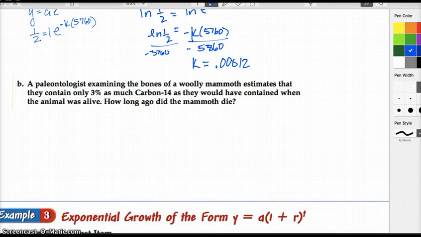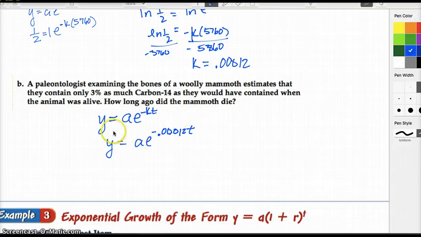A paleontologist examines the bones of a woolly mammoth, estimated that they contain only 3% as much carbon-14 as they would have contained when the animal was alive. How long ago did the mammoth die? So if I'm taking that original function, that original relationship, I'm plugging in the K constant that we have for carbon-14 because that is the radioactive substance that we're using. Now I need to put in 3% versus the original amount.